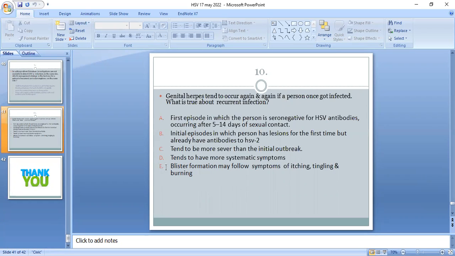Yes, E is the correct option. As in recurrent infections, many of the patients experience the prodrome symptoms, that is, before the blister formation they have itching, tingling, or burning at the site of formation, while the others are not correct regarding this MCQ.